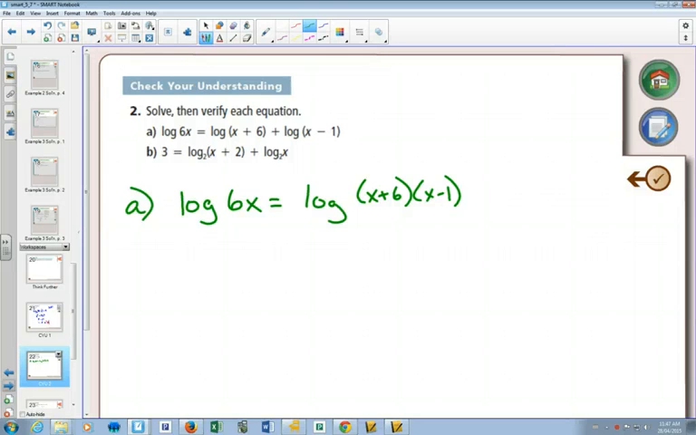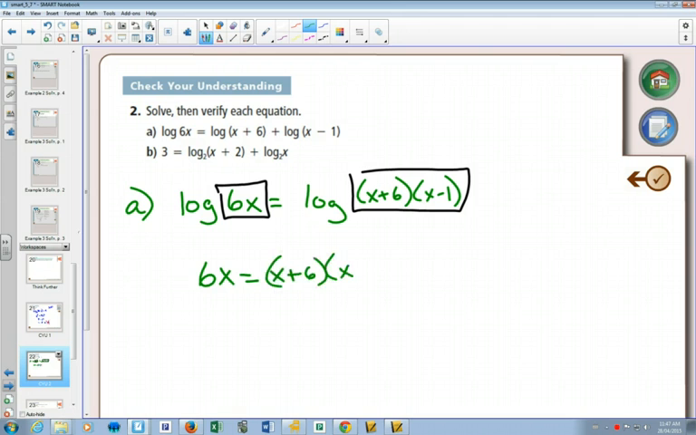Now the shortcut comes in with a simple observation that if log of 6x, and I'll put a box around log of 6x, is equal to log of x plus 6 times x minus 1, does it make sense that what's inside the two black boxes have to be equal? Okay? That's just simple logic. It means that we don't even have to do a complete single log, and we don't have to change to exponential equation. We can go directly from here to say that 6x equals x plus 6 times x minus 1.